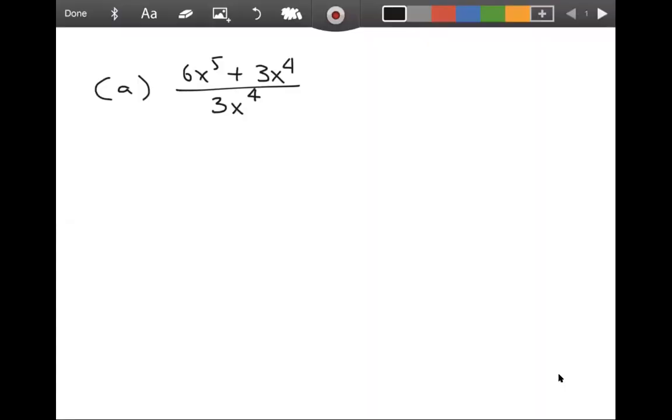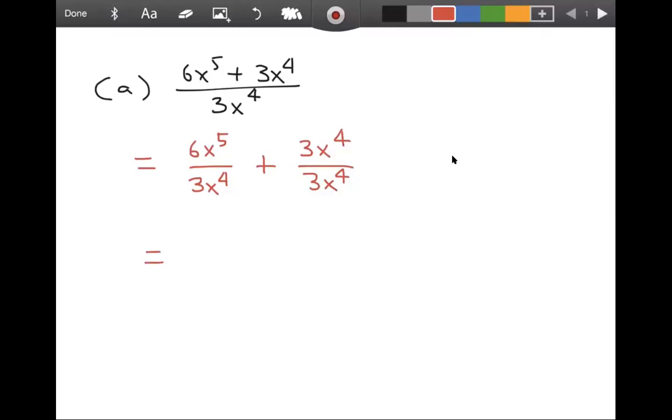Starting with 6x to the fifth plus 3x to the fourth, all over 3x to the fourth. All right, so we're just going to break this into two smaller fractions, each with denominator 3x to the fourth, and the separate terms in the numerators. And then to simplify each of those smaller fractions, you just use the rules that we went over in sections 5.1 and 5.5 on simplifying expressions with exponents.